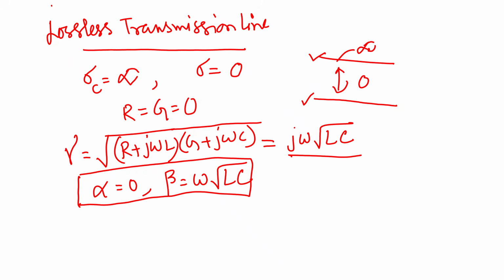Also, for a lossless transmission line, the wave velocity, which is usually represented using the letter u, is equal to omega by beta. So this u will be equal to 1 by square root LC, because if I write omega here and omega under root LC here, omega and omega will get cancelled out and it will give me 1 by square root LC. So this will be the value of u. These are some important parameters related to your lossless transmission line.